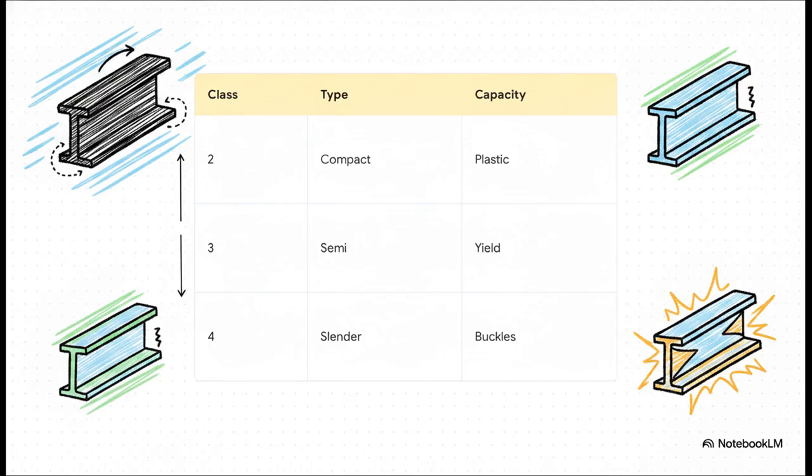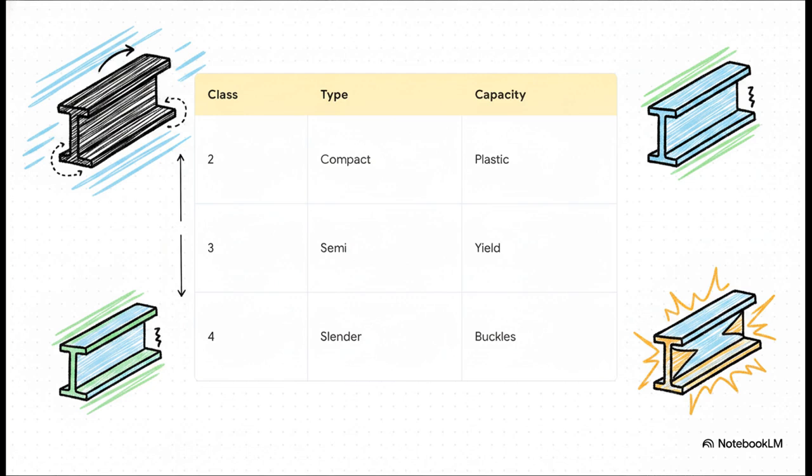Let's walk through it. A Class 2, or compact section, is sturdy. It can develop its full plastic moment of resistance, meaning the entire cross-section yields, but it's going to buckle locally before it can rotate enough to form a full plastic mechanism. Next up, a Class 3, or semi-compact section, is slightly thinner. The extreme outer fibers in compression can reach their yield stress, but the section will buckle locally before the whole cross-section can reach that plastic moment capacity.